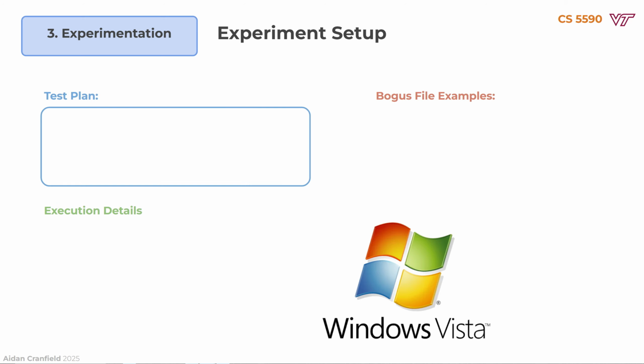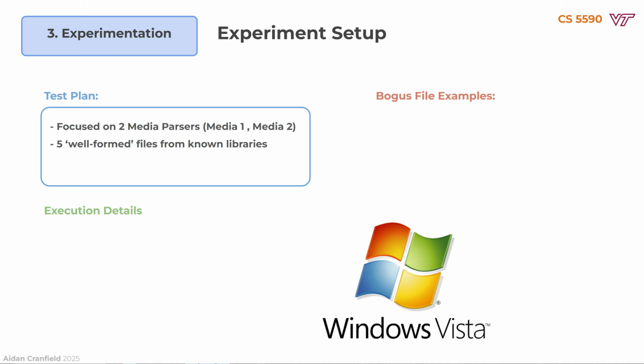So now for some more about the control of experimentation. These experiments were precisely controlled so they could analyze certain things about Sage. So the test plan focused on 2 media parsers, media 1, media 2. They didn't name them, that's just their names. And they used certain input files. So they had 5 well-formed input files from known libraries, and they created 5 bogus files. And media 2 only used bogus 1.